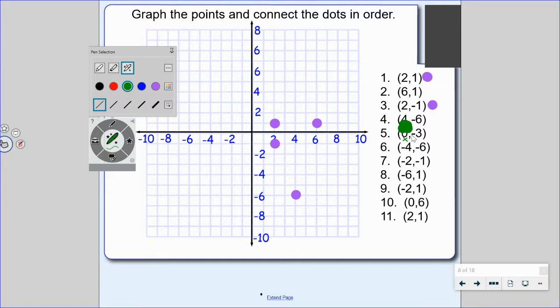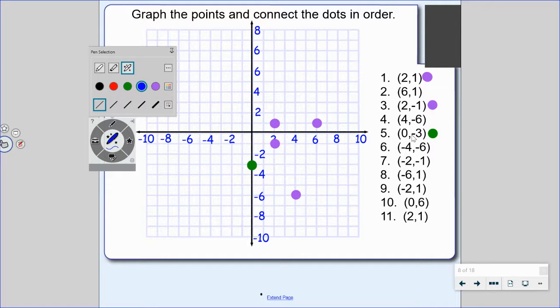The x-coordinate is 0. The y-coordinate is -3. In other words, we don't go to the right. We don't go to the left. We simply go straight down, and there would be our point (0, -3). It's not in the third quadrant. It's not in the fourth quadrant. It is in between the third and the fourth quadrant. All right, let's keep going, shall we?